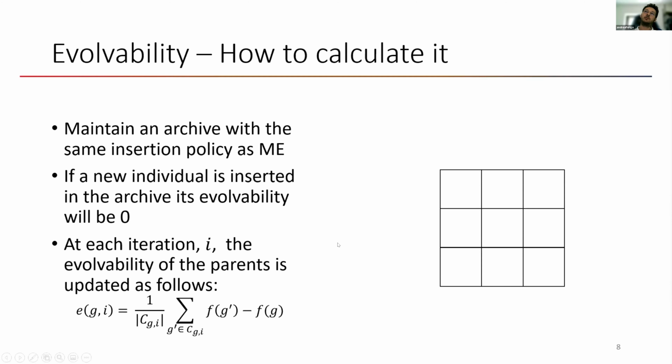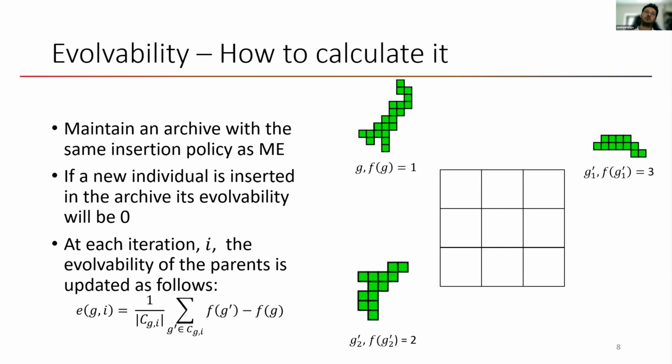So, for example, if we have this archive, we have this parent with a fitness of 1 that generates, through mutation or crossover, two individuals, G1 and G2, with fitness 3 and 2 respectively. We update the evolvability of the parent to 1.5, as it is (3 minus 1 plus 2 minus 1) divided by 2. And we add the offspring to the map following their fitness, not their evolvability, as we will calculate later.